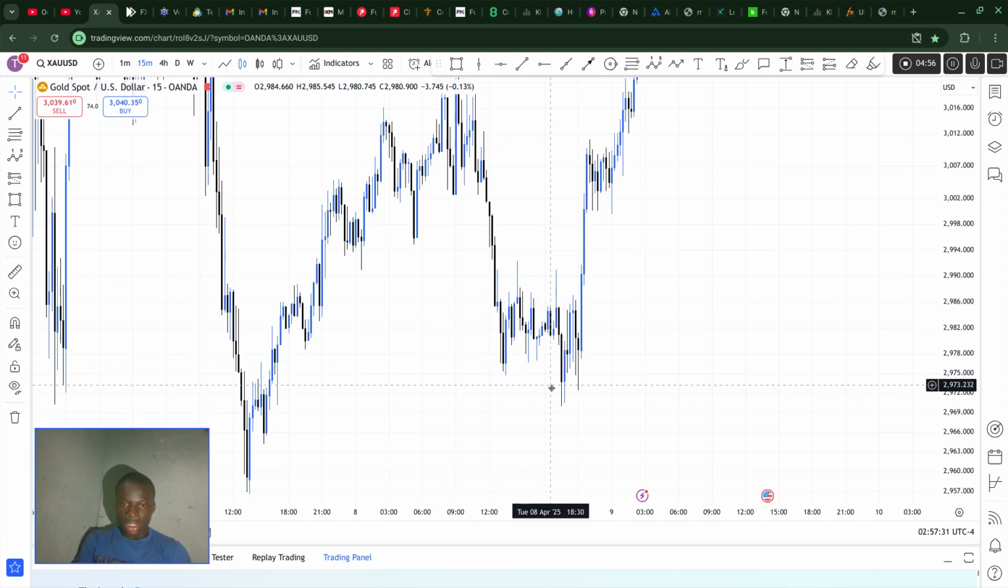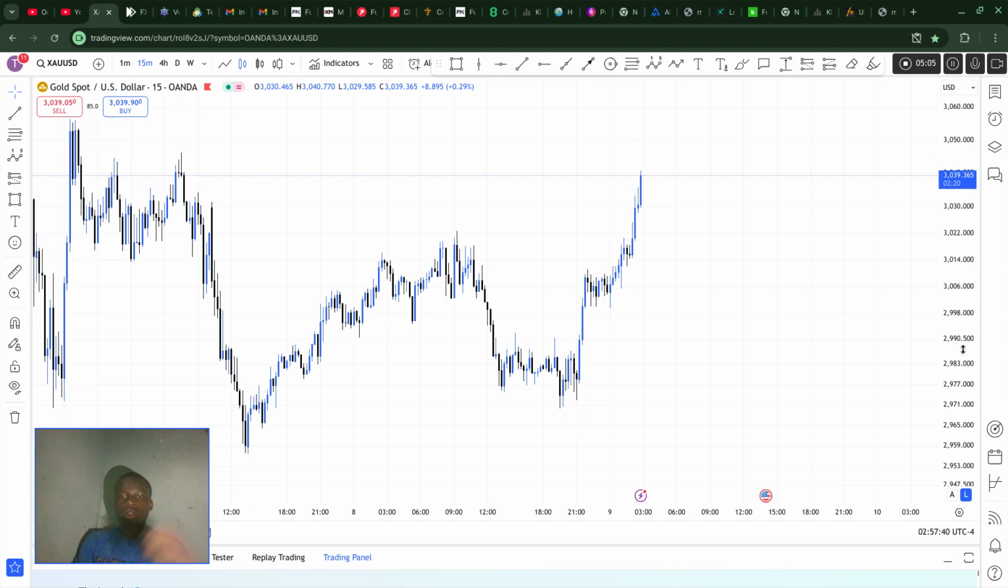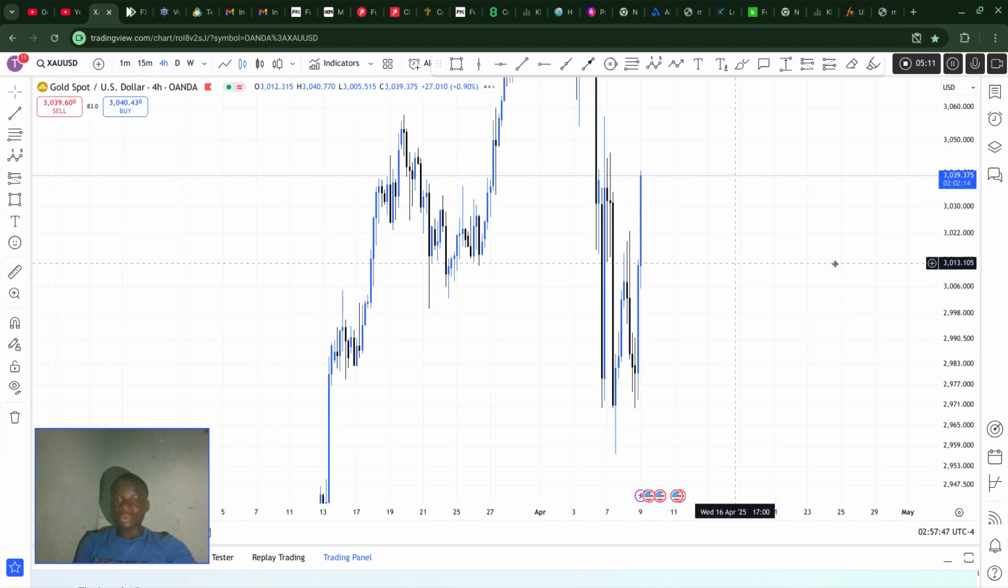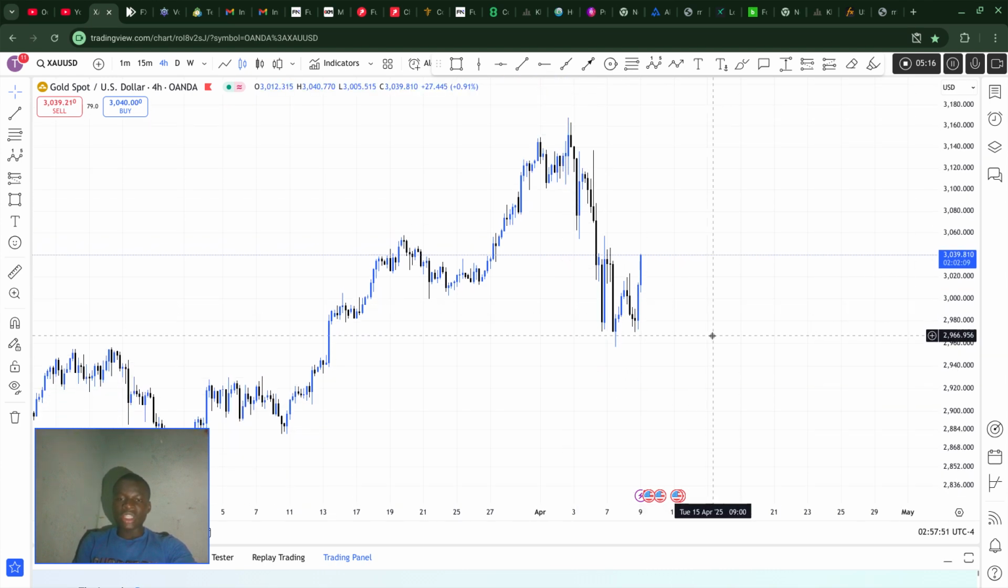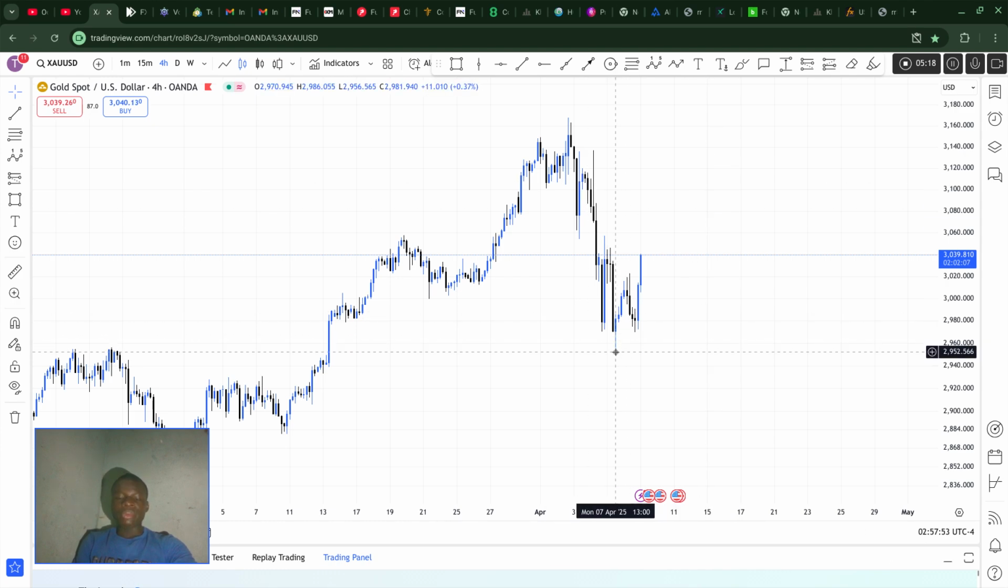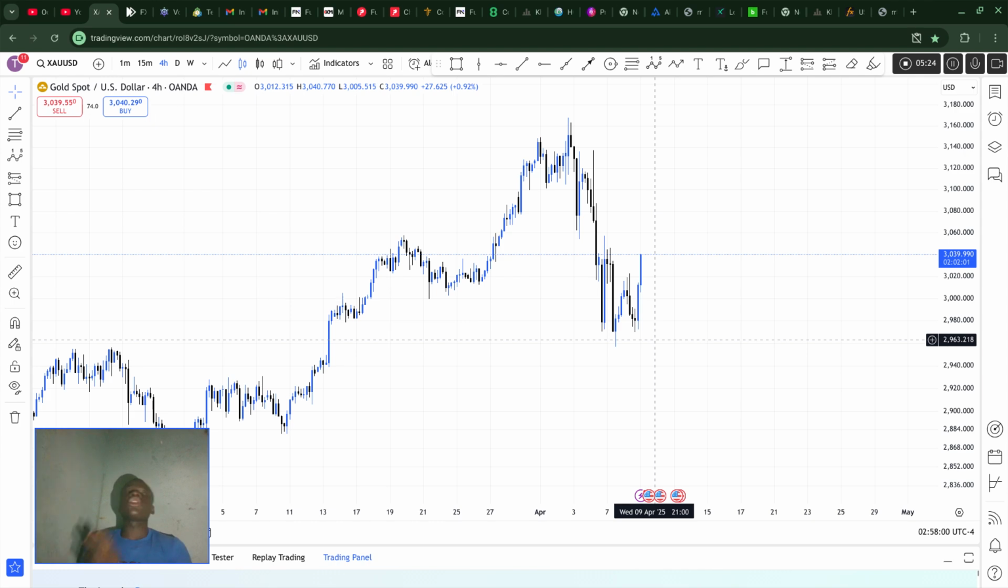We have a pullback, we take out this high. But this high wasn't able to take out the switch bullish. Now we switch bullish on the 4 hour time frame. As you can see, this low wasn't able to take out the previous low, and from there we switch bullish. Now we are going up. So what we're expecting is an uptrend, for a long position from this point here.